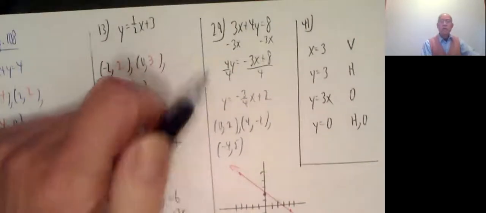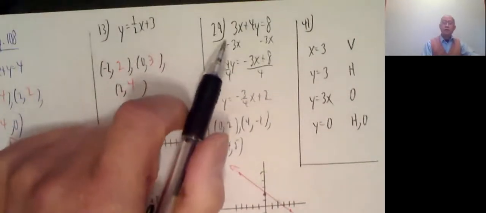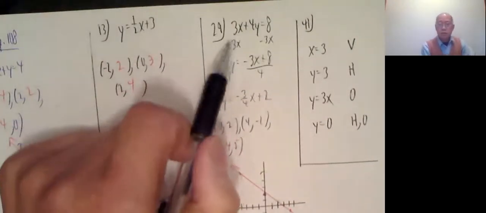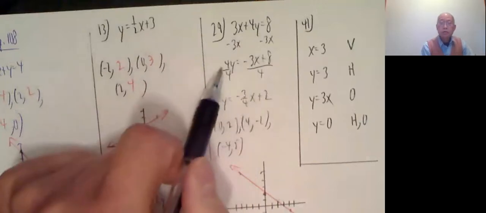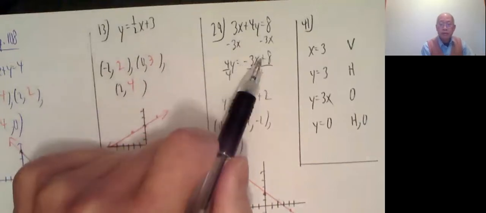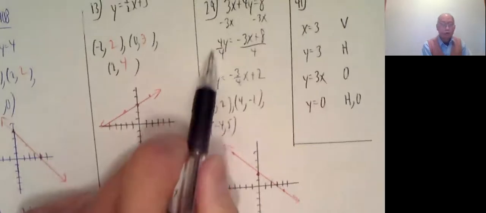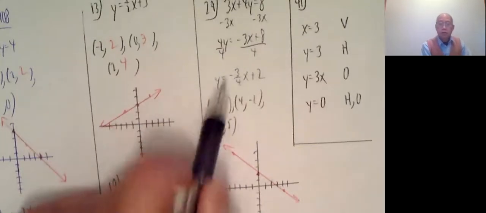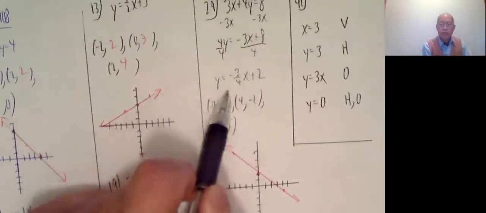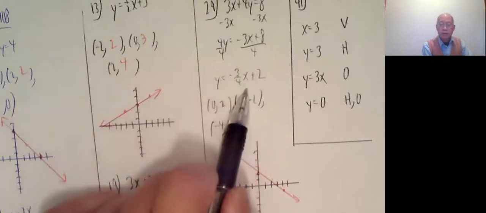Okay, 29. Solve for y first. 3x plus 4y equals 8. So I subtract 3x. 4y equals negative 3x plus 8. Divide by 4. 4 divided by 4 is 1. y equals negative 3/4 x. 8 divided by 4 is 2.